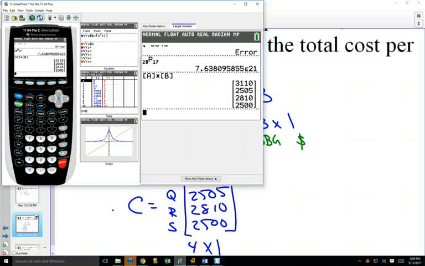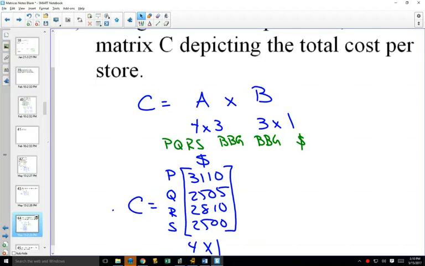If we want to use that answer later on, right above your on button is a store button. You can go store. What do I want to store this as? I can go back to matrix, pick number 3, matrix C, and now all of those answers will be put into matrix C in your calculator, so you don't have to retype them. So now we've got matrix C as all of our answers. These are the total amounts due by each store.